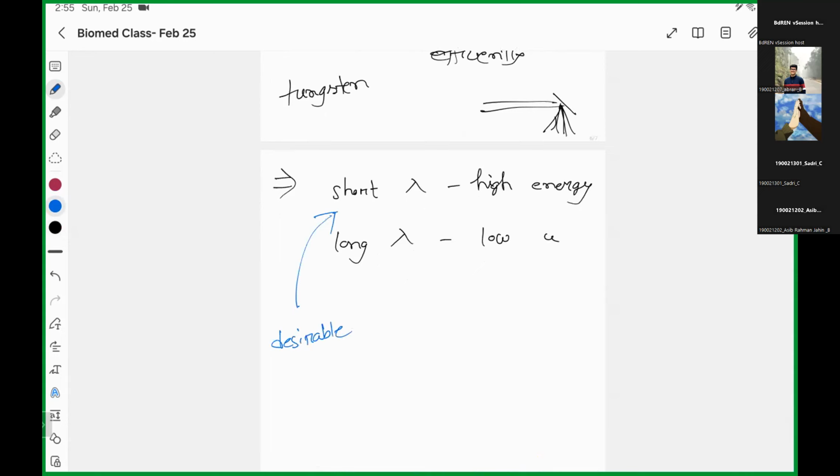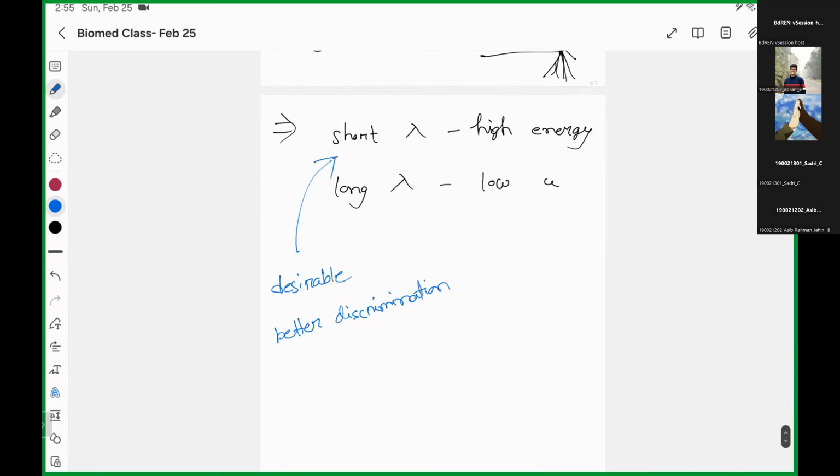Why desirable? Because they will provide better discrimination. They will pass through different parts of the body better. It will provide better discrimination, so you will get a better quality image. That's what we need, better images. We'll talk about the quality of the image a little bit later. Now, with low energy, the problem is it will provide low resolution, so shallow penetration.